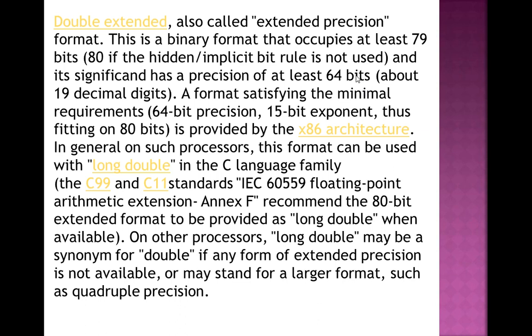A format satisfying the minimal requirement, 64 bits of precision and a 15-bit exponent, thus fitting on 80 bits, is provided by the x86 architecture. I told you in the last class, x86 architecture uses 64 bits. So this is the same line. This is the format that is used by x86-64. In general, on such CPUs, this format can be used with long double in the C language family using the C99 and C11 standards.